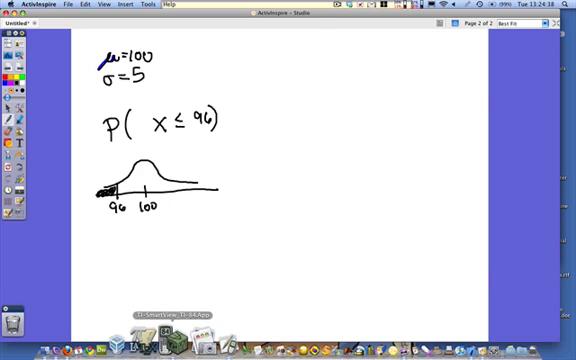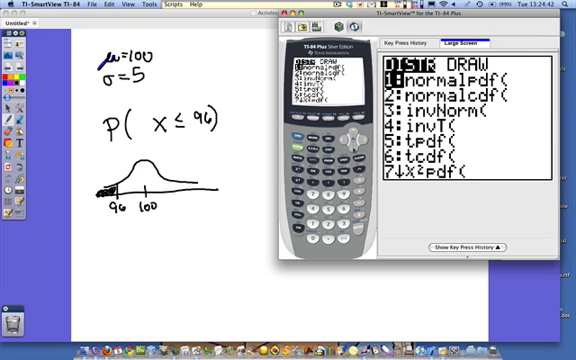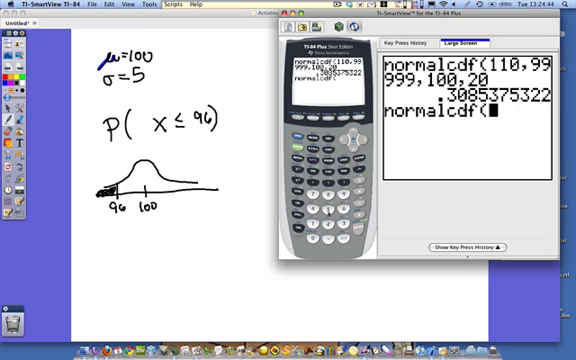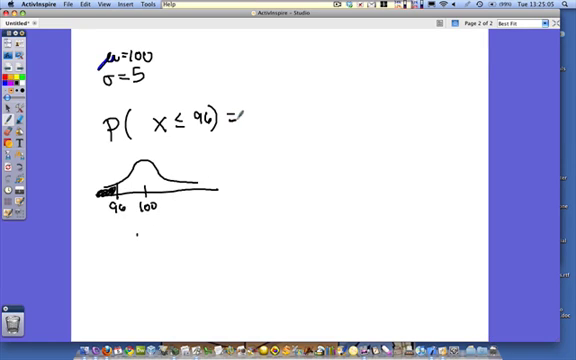Now we can look at our calculator and do second normal CDF. Our lower bound, we don't have one, so we're going to use a really low number. Our upper bound is 96. Our mean is 100. Our standard deviation is 5. And so the probability is 0.2119. So I'll say that's equal to 0.2119. Okay? Now we'll get a harder one.